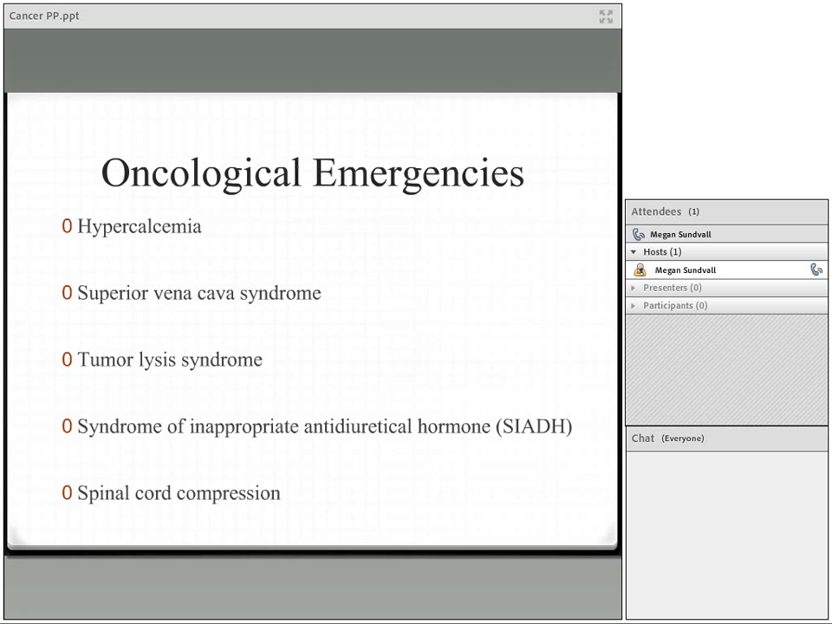Next are oncology emergencies. Hypercalcemia. So this is when you're seeing a calcium level greater than 2.65. This happens in 10 to 30% of all cancer patients, and when they have this, it can be a very poor prognosis. Most common in lung, breast, multiple myeloma, kidney, and prostate cancers. Treatment for this, they're going to be giving lots of normal saline and then bisphosphonate.